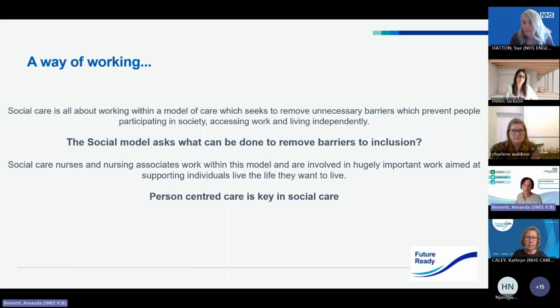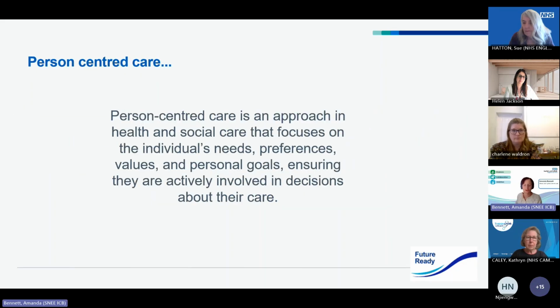So I just wanted to touch on this. Just a little reminder. You will all know this, I'm sure, but let's really focus in on this because it's so important. Person-centered care is an approach in health and social care that focuses on the individual's needs, preferences, values, and personal goals, ensuring that they are actively involved in the decisions about their care. So it's really all about that individual. What can you do as a nurse to advocate for, to support, to be there, to improve the health of, and to help this individual become more included within society?